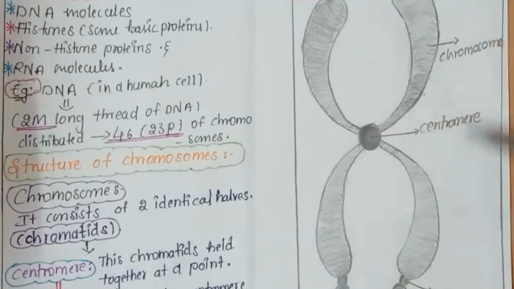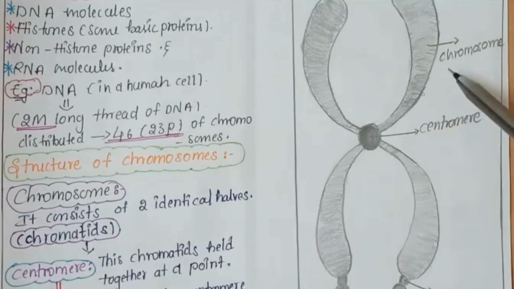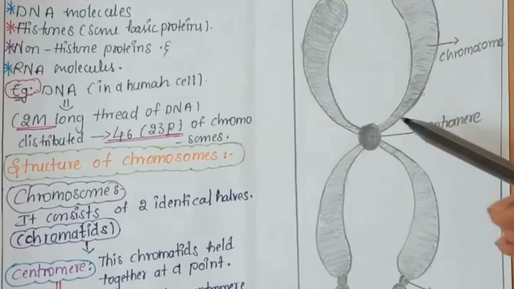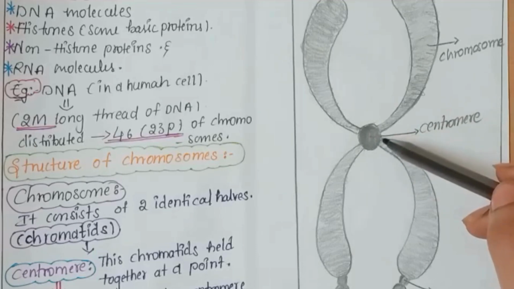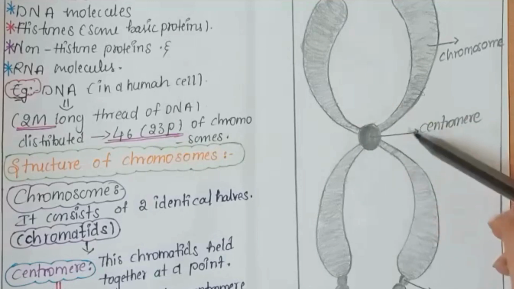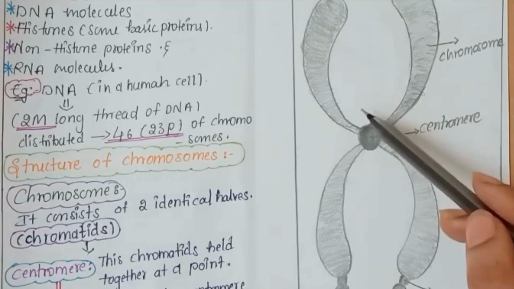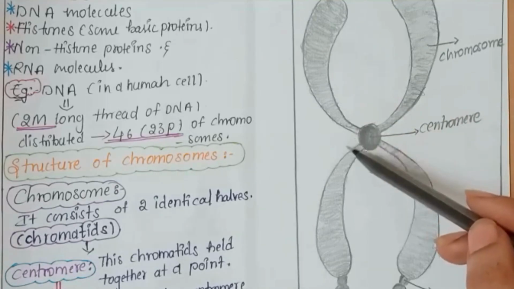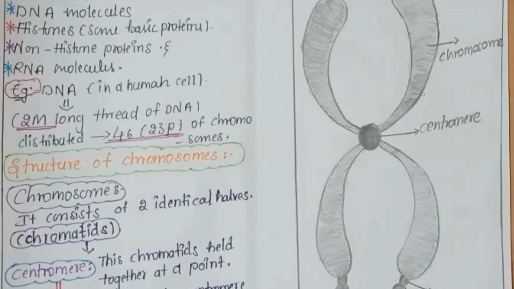Let's discuss the structure of a chromosome in detail. Here the chromosome consists of two identical halves, which are known as chromatids, and these chromatids are held together at a point known as the centromere. This centromere appears as a narrow region known as the primary constriction, and on the sides of this centromere there are disc shaped structures which are known as kinetochores. Based on the position of the centromere, there are 4 types of chromosomes. Let's discuss each and every type of chromosome in detail.